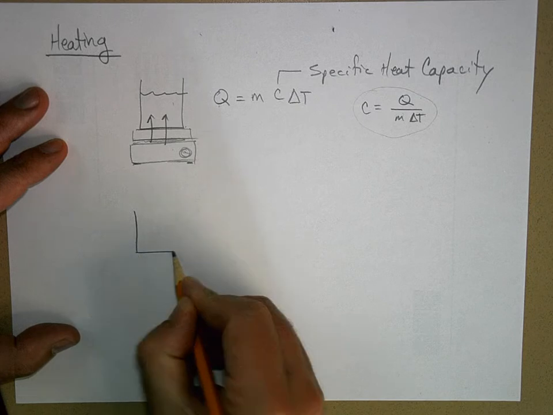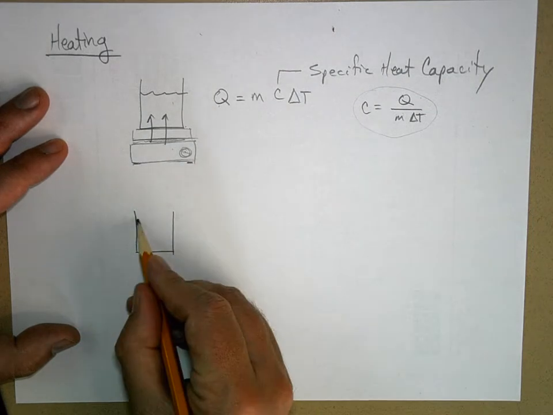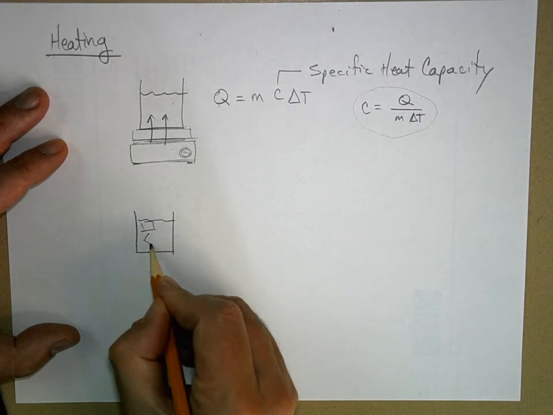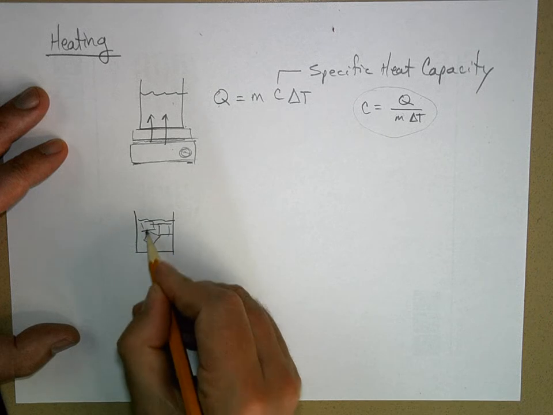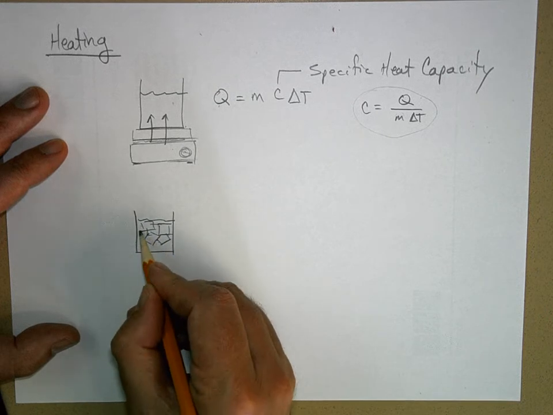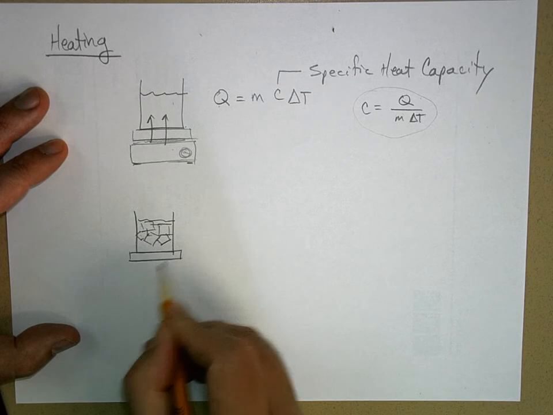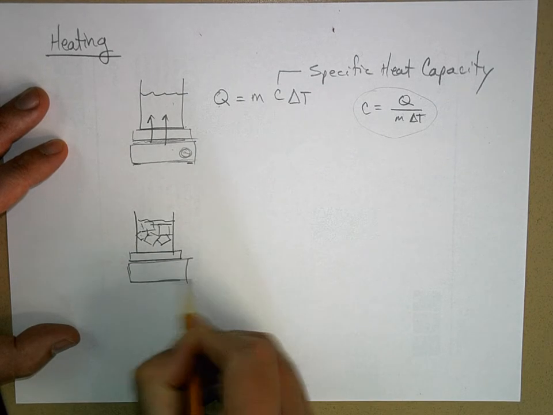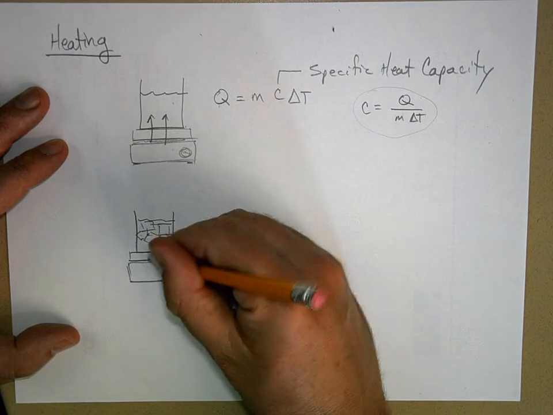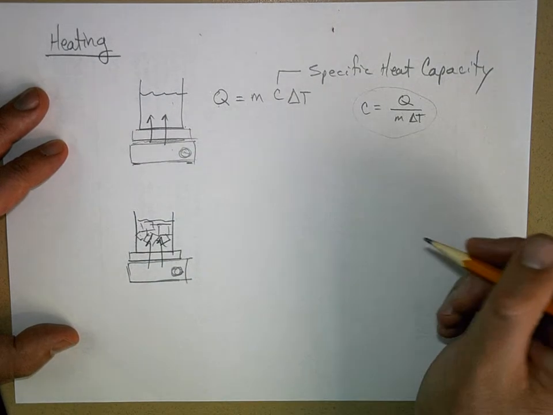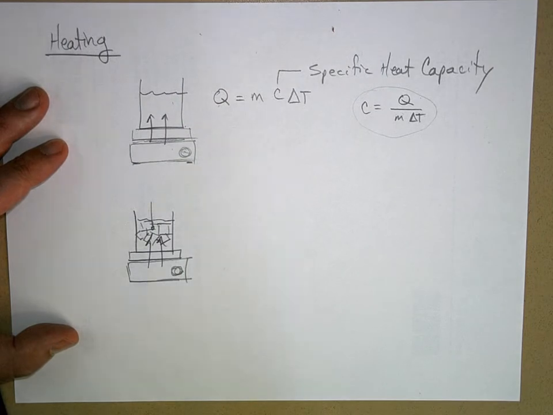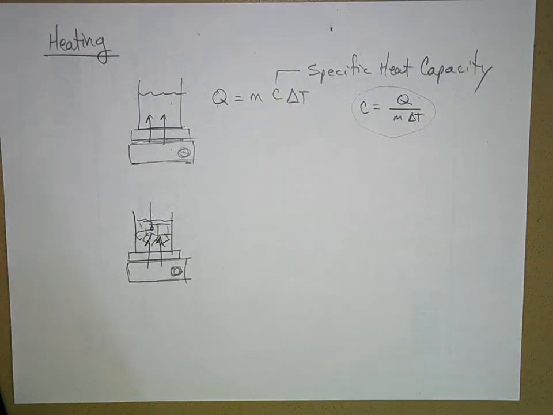For example, if I have my beaker like this, and I have a bunch of ice cubes in there, and I put this on a hot plate, and I have heat flowing from high to low temperature. But if I stick a thermometer in there, I don't notice a temperature change. Why is that? Because the heat is not changing the temperature of the water, it's instead melting the ice. And it takes energy to do that.